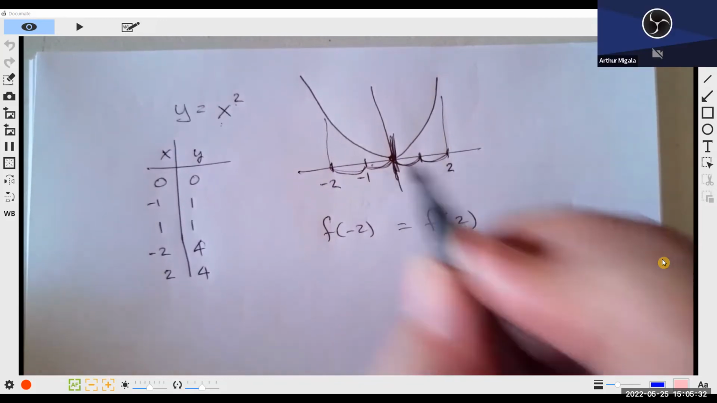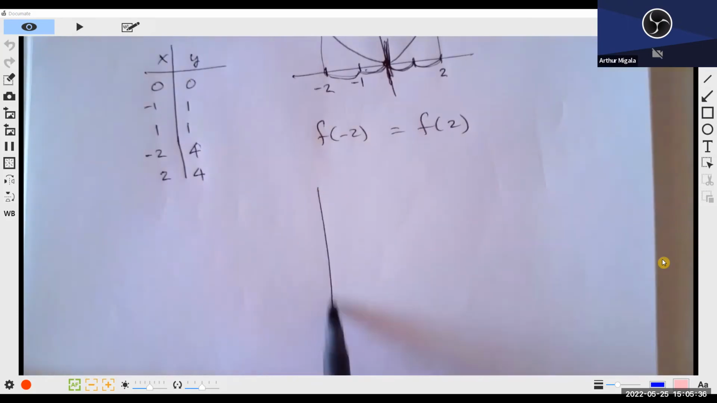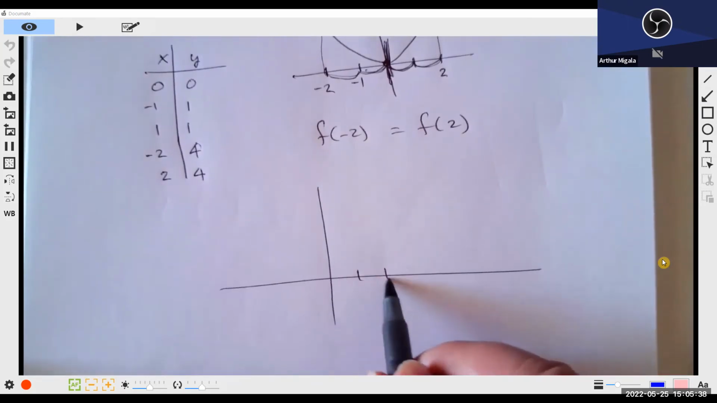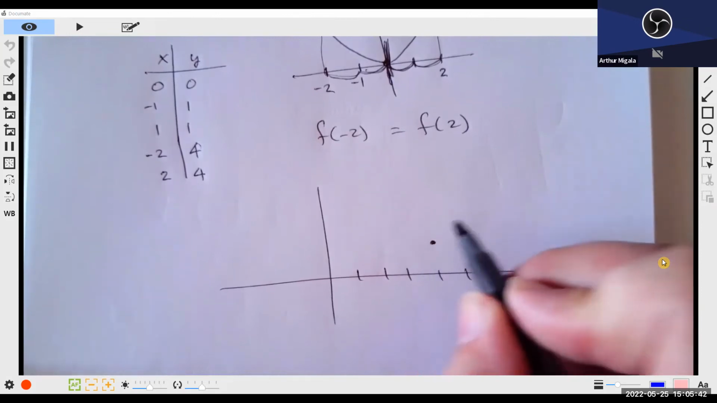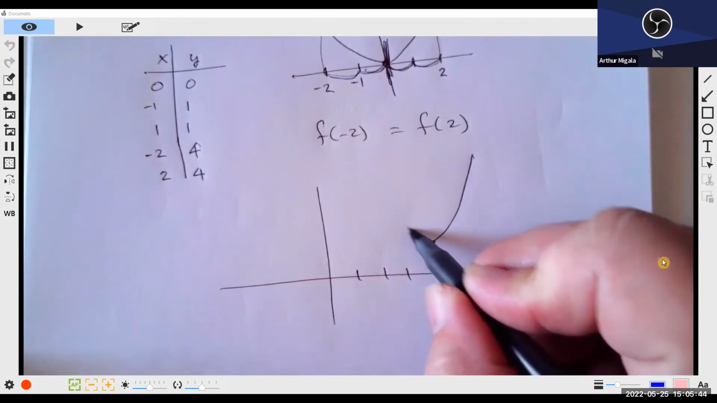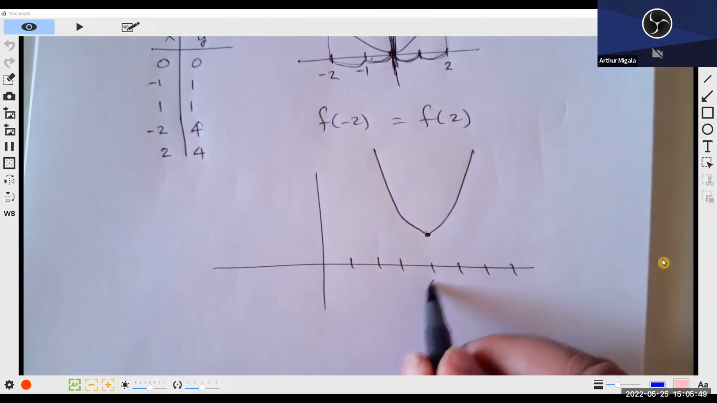Because the axis of symmetry is there. So it doesn't matter where your axis of symmetry is. Let's say our axis of symmetry is there. This is at 4.